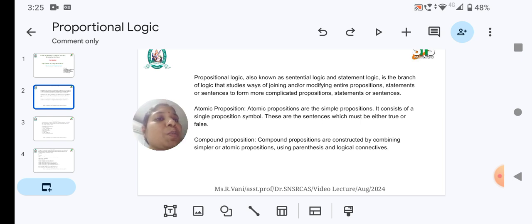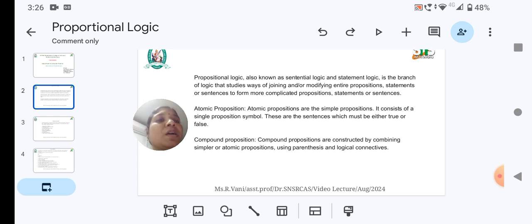Here, propositional logic can be classified into two types. One is atomic proposition, the next one is compound proposition. In atomic proposition, we consider a single proposition or a symbol. It must be a sentence that can be declared either true or false. A compound proposition is constructed by combining one or more simpler or atomic propositions using parentheses and logical connectives.